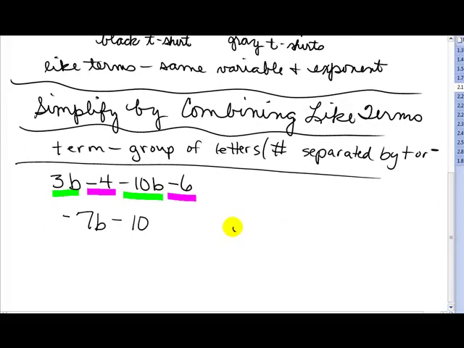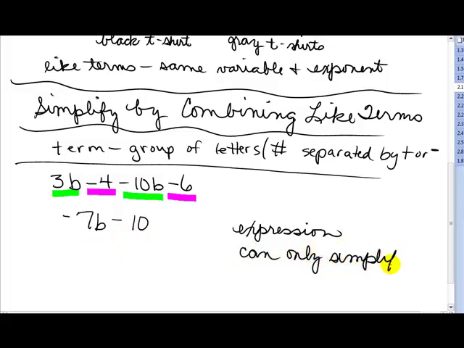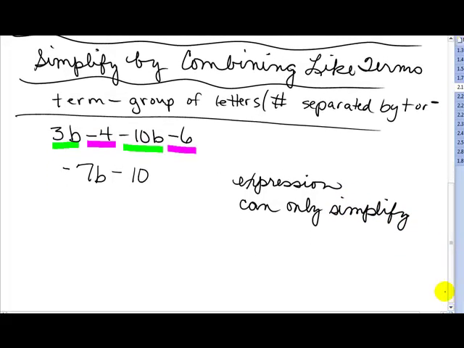And this is an expression. Notice it does not have an equal sign. We cannot solve it. We can only simplify. Now when we get further into our chapter, you will be solving equations, but for now we're just simplifying.